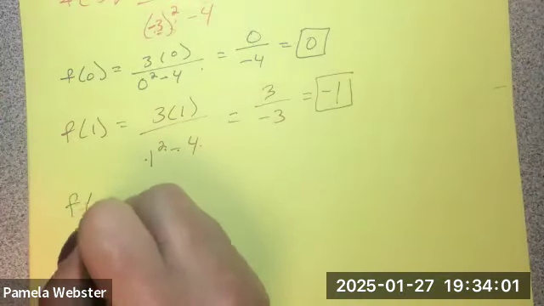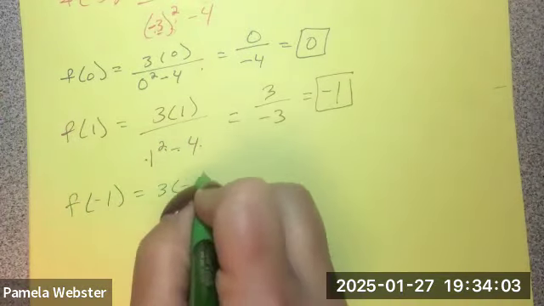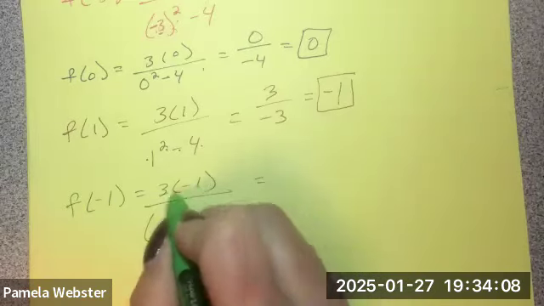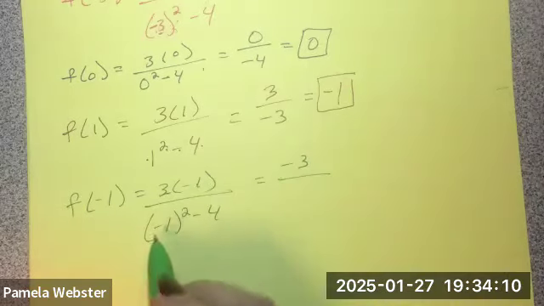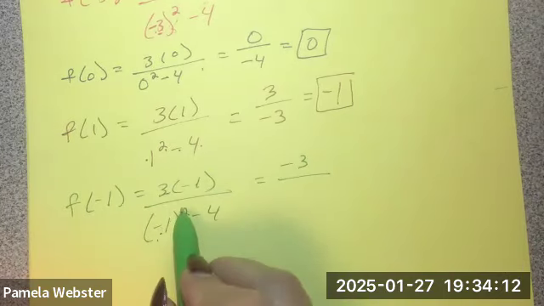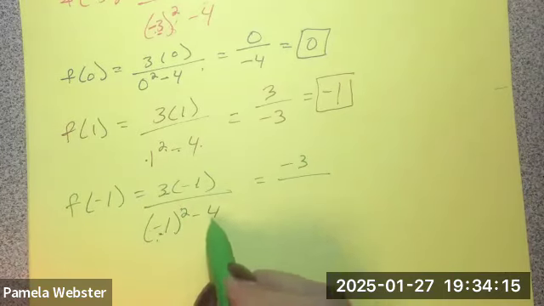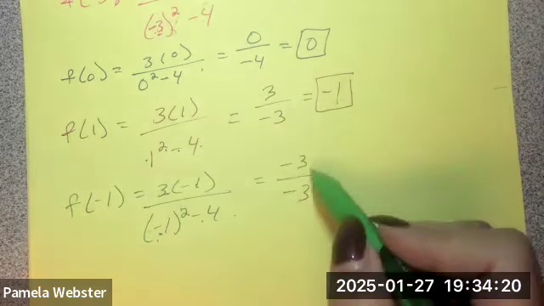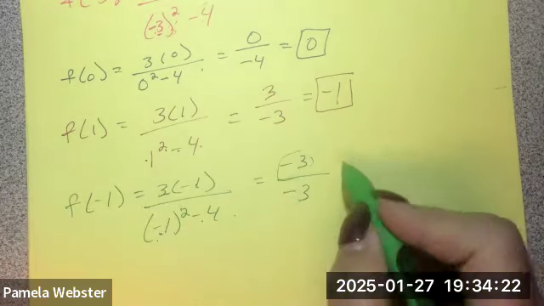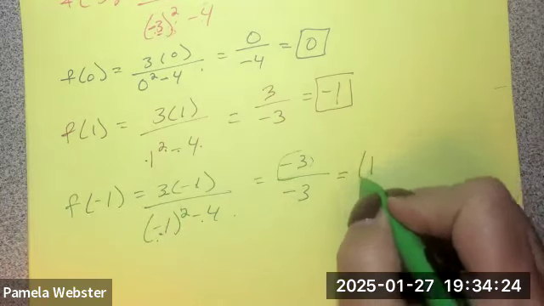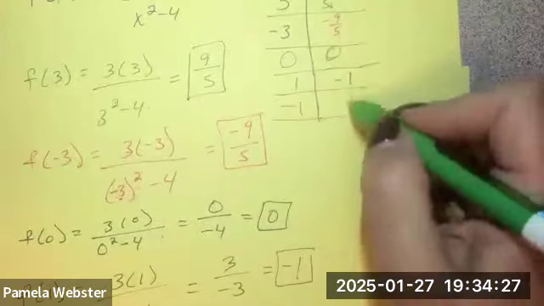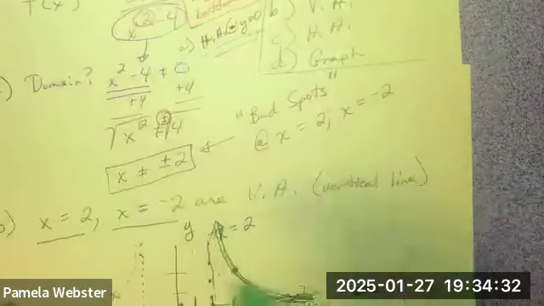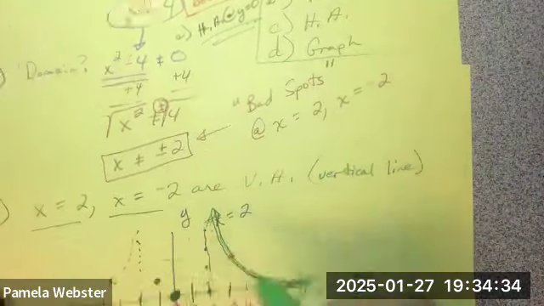Okay. F of -1. 3 times -1 over -1 squared minus 4. This is -3 on top. Again, remember, -1 squared is a positive. 1 minus 4 is still -3. But look, up above it was a positive divided by negative. Here I've got a negative divided by negative. So negative divided by negative is a +1, right? So I'm going to have the point -1, +1, which is right there.